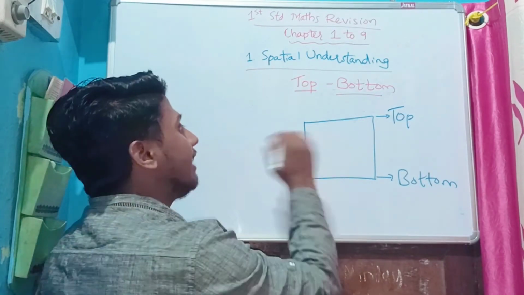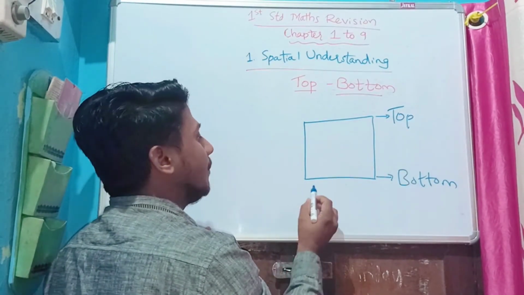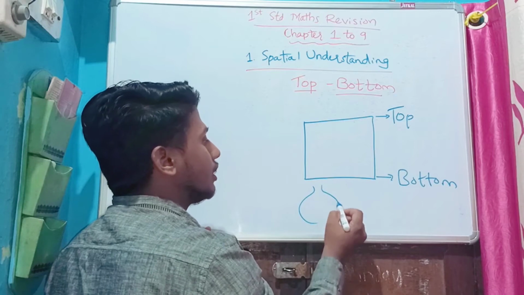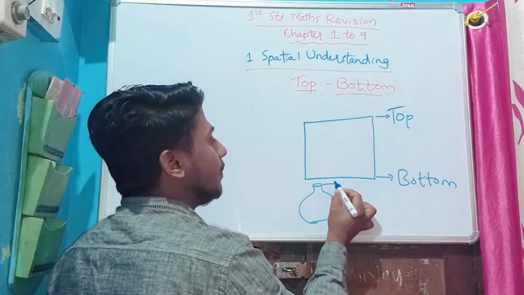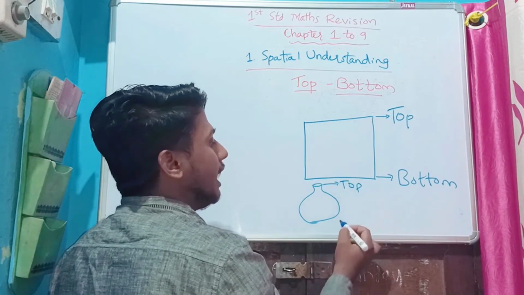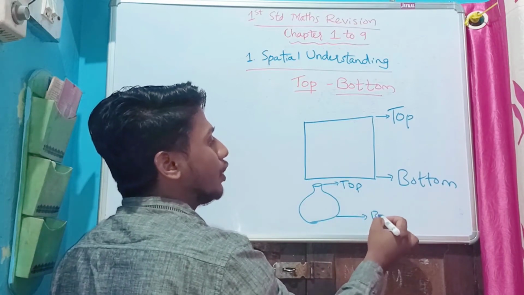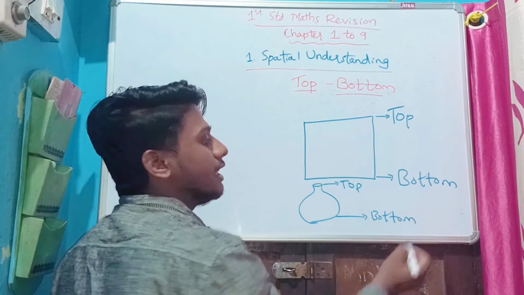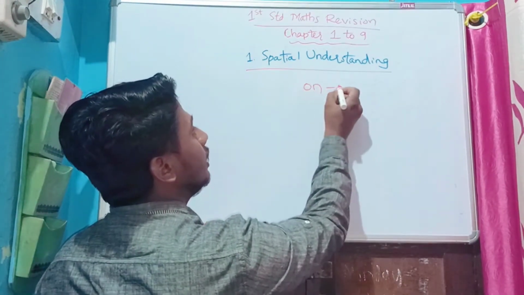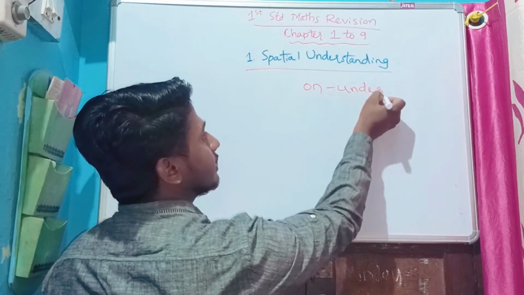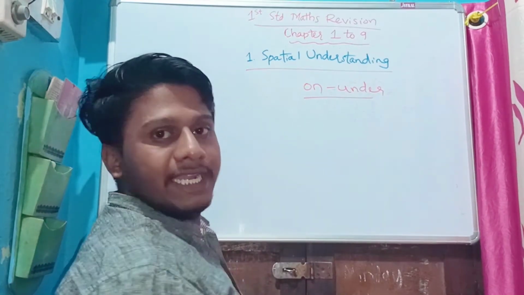Okay? Example if you consider a pot. If you consider a pot, this part is what? Top, and this will be the bottom. Clear with this? Then we studied about on, under. On, under we studied, yes?